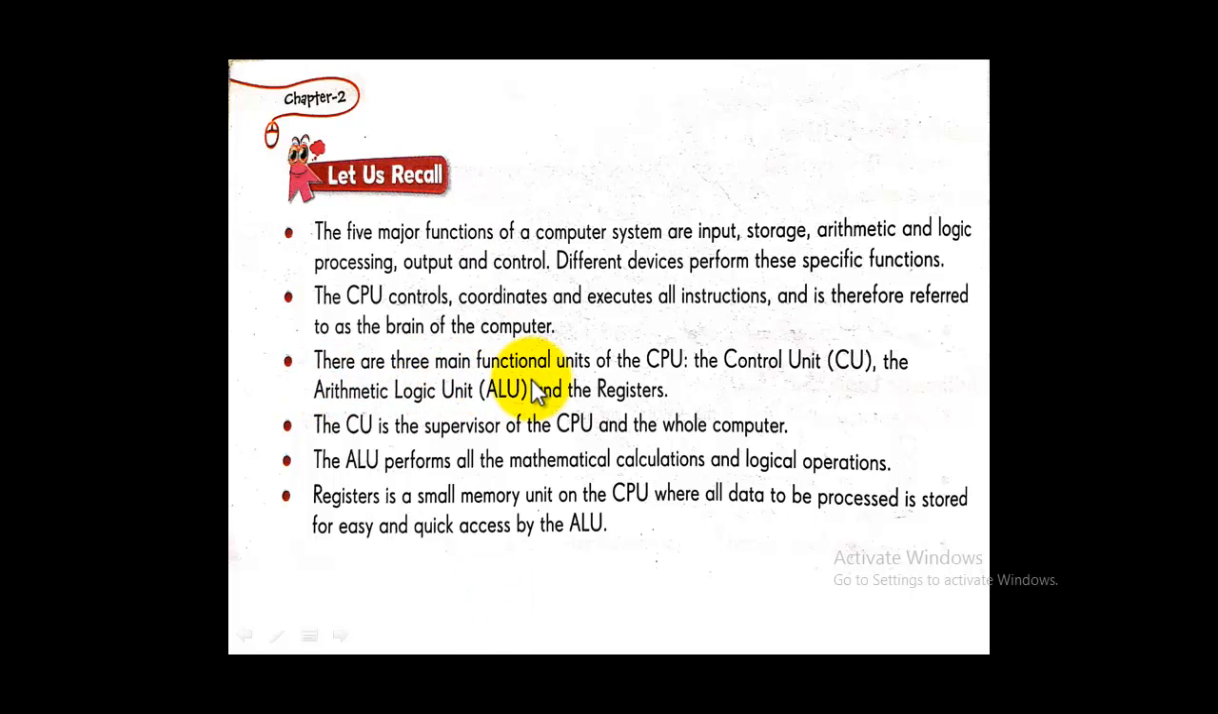There are three main functional units of the CPU. Now this also I can ask: what are the three main functions of the CPU? Okay, the first one is the control unit, the second one is the arithmetic logic unit, and the third one is the register. One mark only.